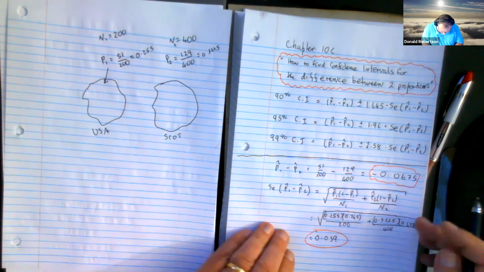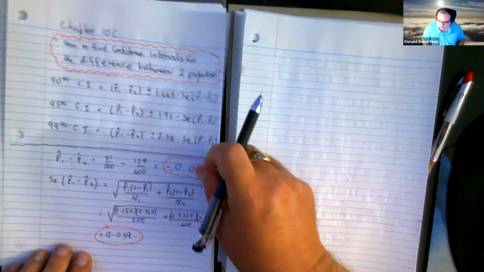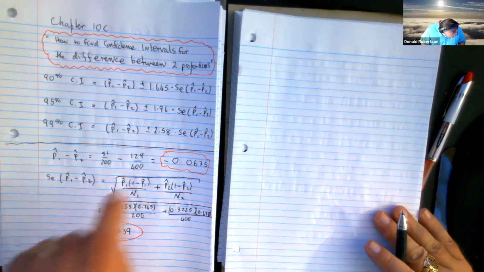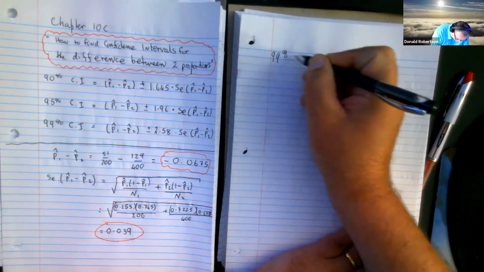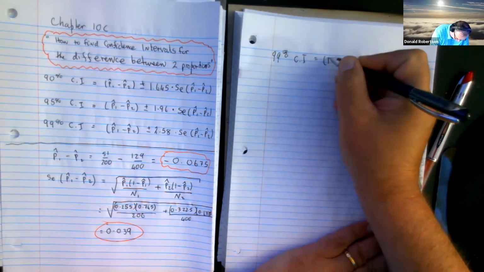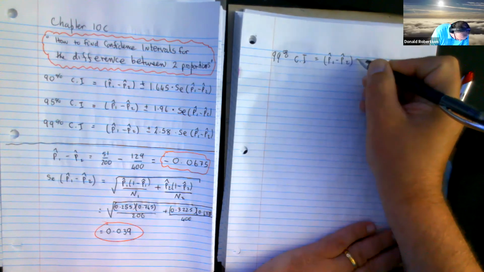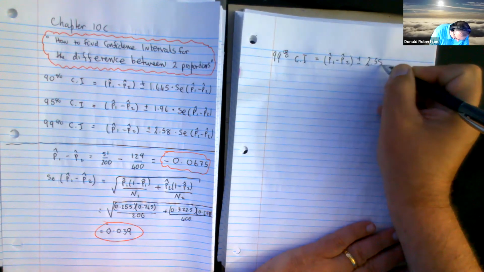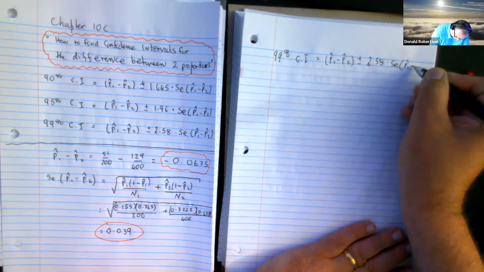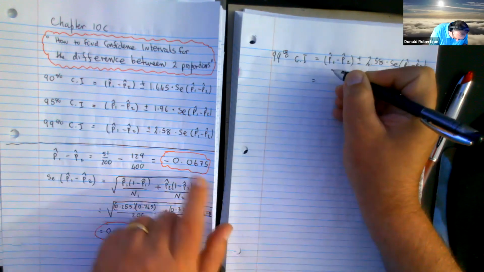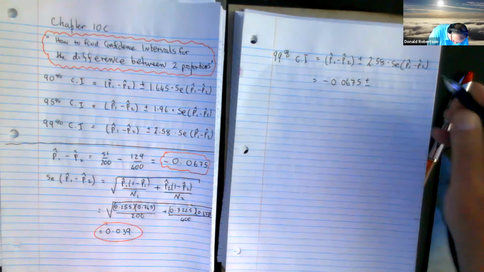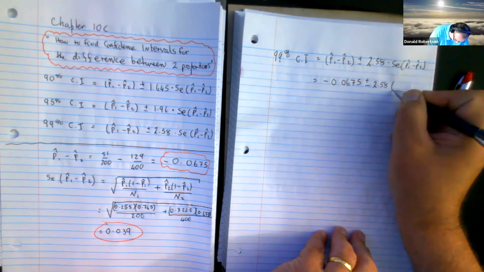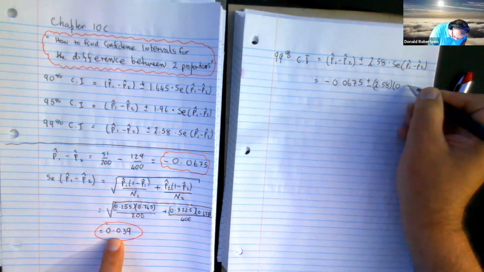Can you already see why using SALT, which I'm going to show you, is going to be a lot quicker? Because there's a lot of buttons to press and things you have to be careful about. But we now know this number, which is that guy, and we know this number, the standard error. So the 99% confidence interval, which is the difference between the two, plus or minus 2.58 times the standard error of the difference. This guy is a negative 0.0675 plus or minus 2.58 times 0.039.